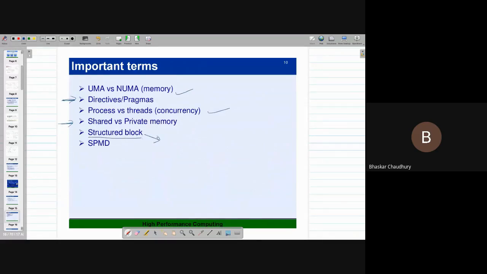So you know what is a structured block in a code? A structured block in a code is typically one point of entry and one point of exit, to be understood in a very simple way. So there is one point of entry and one point of exit. That is typically a structured block. So can you give me an example of a structured block in a code?